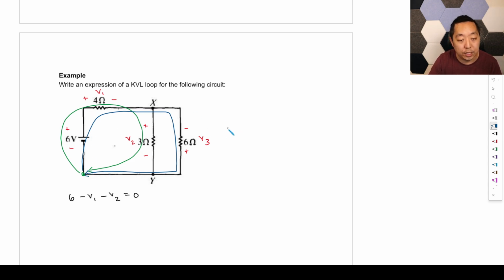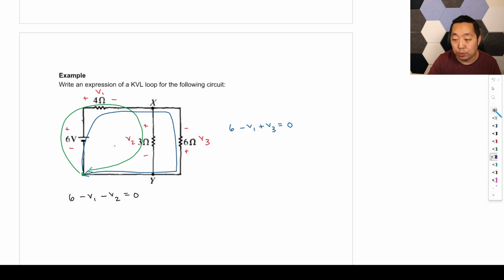You'll go up 6, okay? You'll go down V1. You'll go down V2, and then you're going to go over here, then down this way. From minus to plus, it's going to be plus V3. And then now we're back to the same node. Remember, everywhere along the wire has the same potential, so that's going to be 0 there.